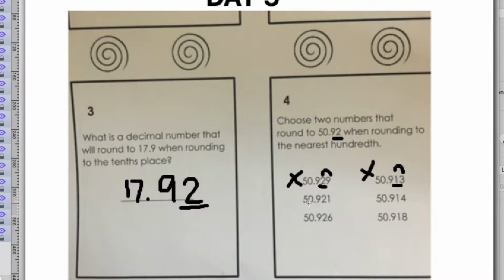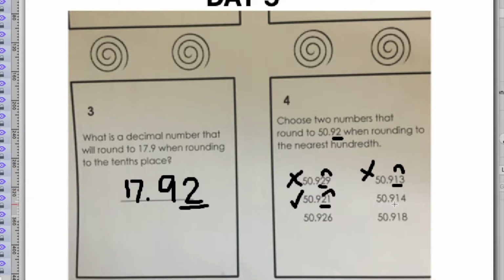Okay, right here we've got the hundredths place. We're starting with the 2. Now, does this 1 tell the 2 to round up or stay the same? You're right. It's going to stay the same. So this is our first correct answer, 50 and 92 hundredths.